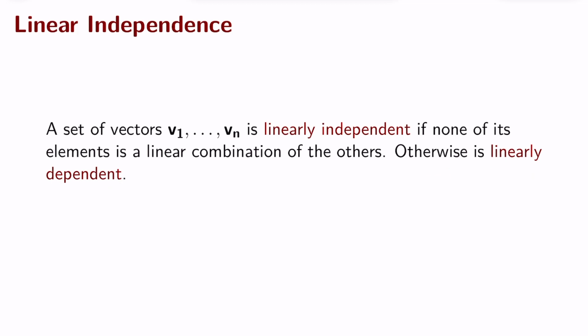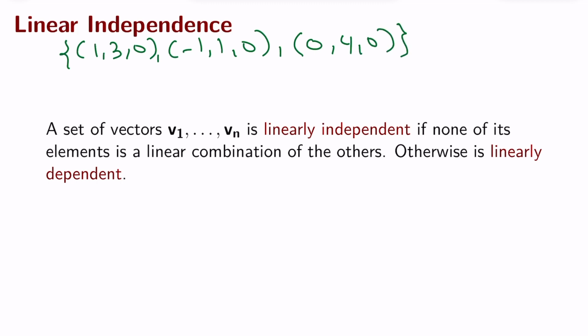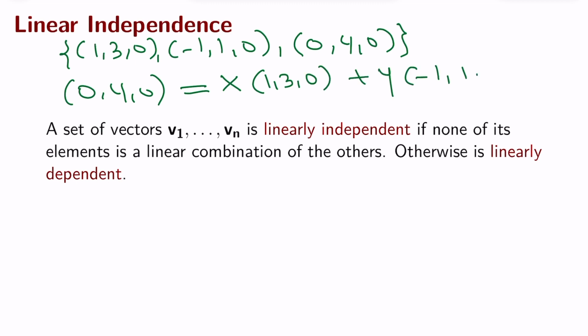So, for instance, let's see if we have this set of vectors: (1, 3, 0), (-1, 1, 0), and (0, 4, 0). We can see that these vectors actually are not linearly independent, because there is some vector there that can be written as a linear combination of the others. We can easily see that this vector actually can be written as a combination of these two. So you can see that (0, 4, 0) is actually equal to some number multiplied by (1, 3, 0) plus some other number multiplied by this.